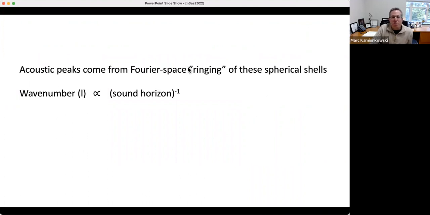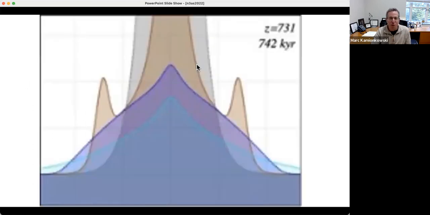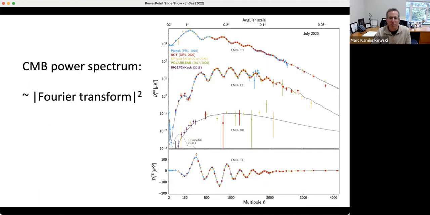A configuration space Green's function that has a sharp feature appears as a set of rings, appears as Fourier space ringing, as a bunch of peaks. So the power spectrum peaks that we see, these bumps and wiggles in the Fourier space CMB power spectrum, are the Fourier transform of that spherical shell Green's function for the baryon photon fluctuation.